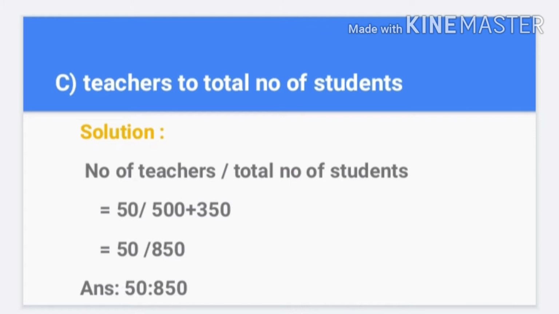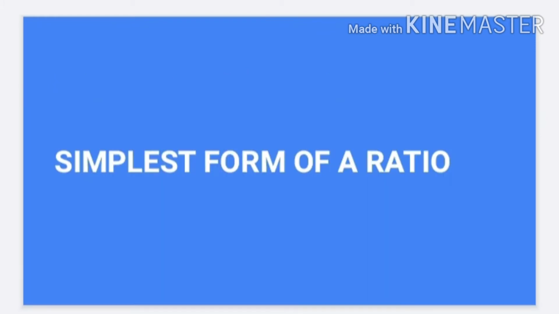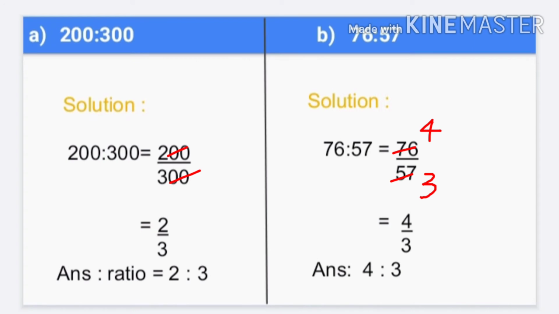The ratio of teachers to total number of students is equal to 50 is to 850. Simplest form of a ratio. A: sum 200 is to 300. Solution: convert ratio into fraction. 200 is to 300 equal to 200 divided by 300. Cancel 2 zeros. 2 by 3. The ratio equal to 2 is to 3.